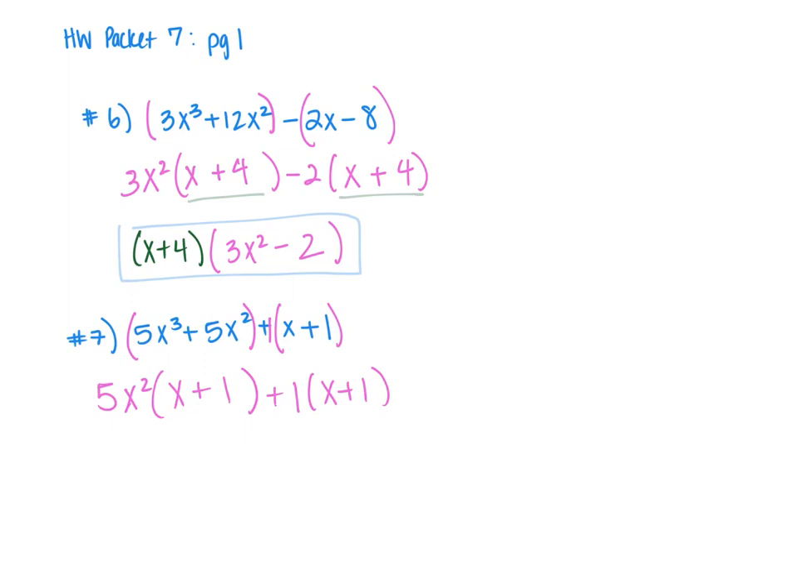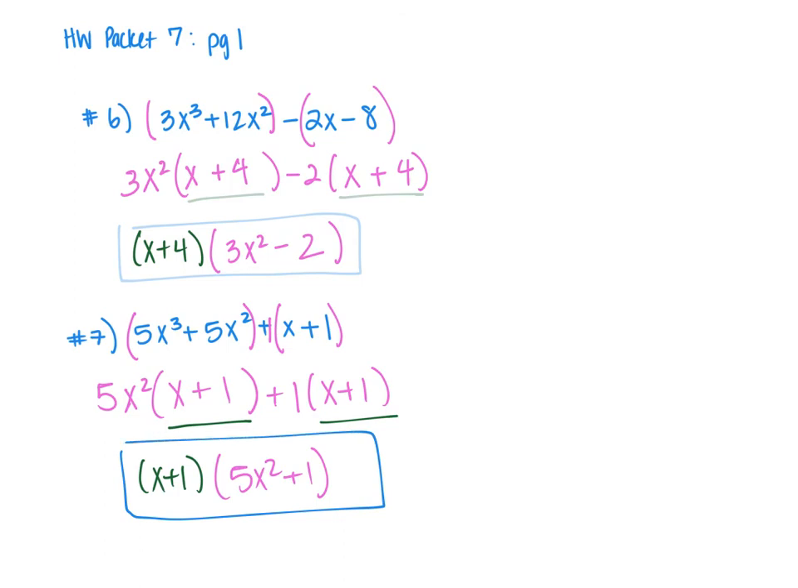So what I'm trying to do is, because I really would like to factor out an x plus 1, when I do, I notice that what I have left behind is these 2 terms, which is 5x squared and a positive 1. And so in this case, I have factored my polynomial, and so here is my answer.